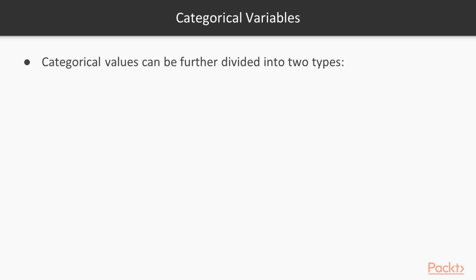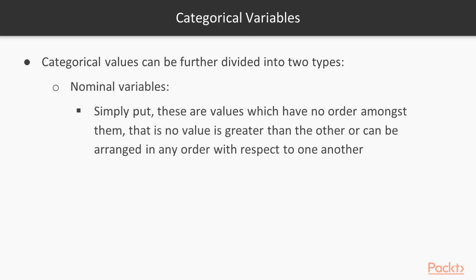Categorical variables are basically any variable which have string or text in the form of the values that they contain. Now, they can again be further divided into two parts. First, we have nominal variables. So nominal categorical variables are those which have no order amongst them. That is, even if you want, you cannot say that one value is greater than the other, or even basically arrange them in any order with respect to one another.